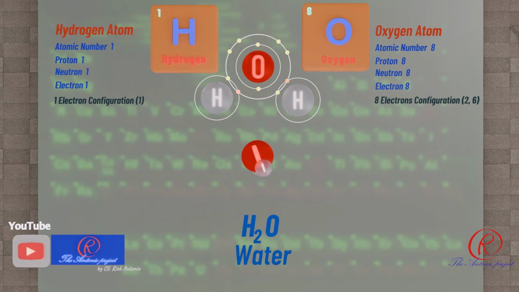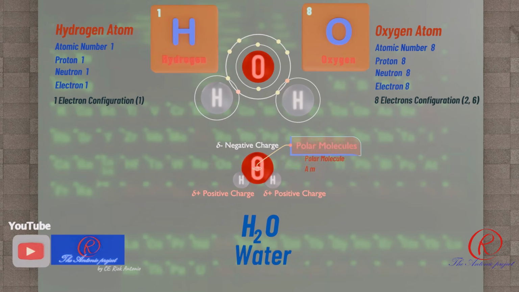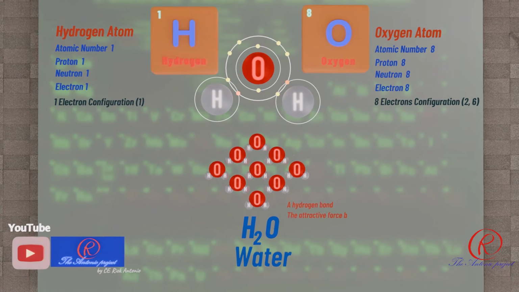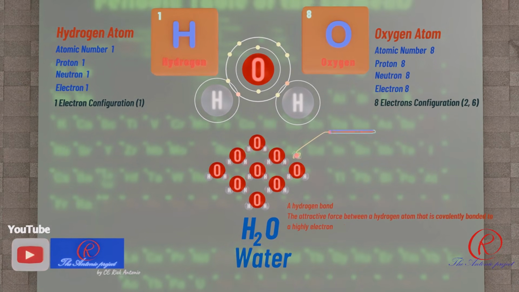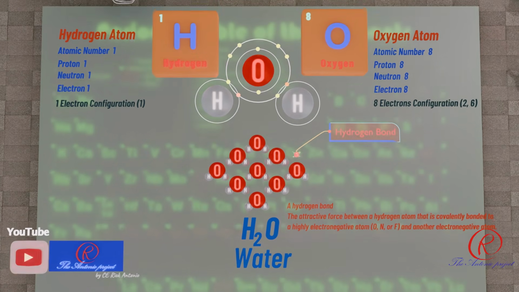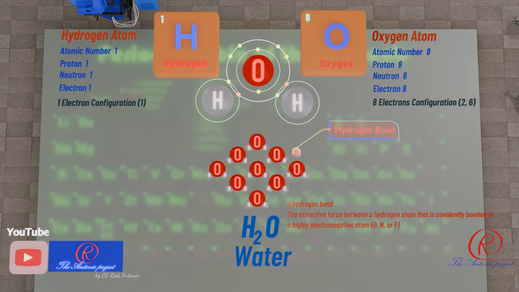A polar molecule is a molecule that has an uneven distribution of electrical charge, resulting in a positive end and a negative end, or a dipole. A hydrogen bond is the attractive force between a covalently bonded hydrogen atom and a highly electronegative atom, such as fluorine, oxygen, nitrogen, or another electronegative atom.